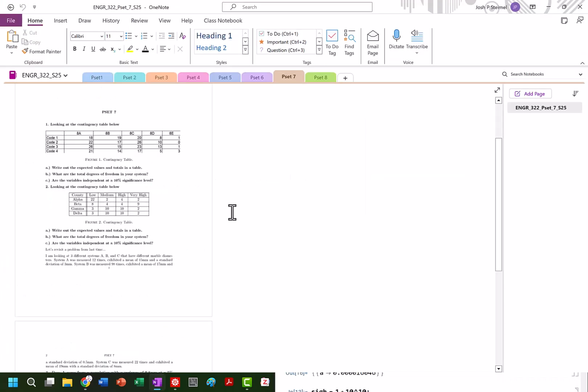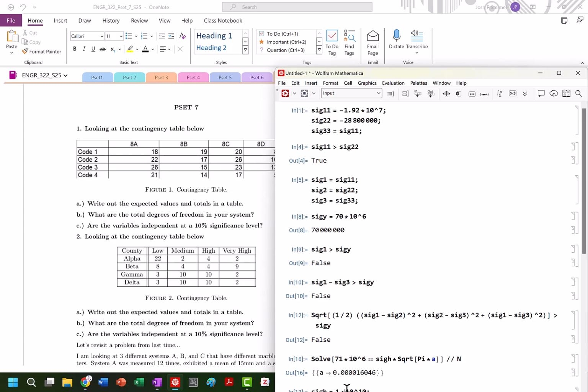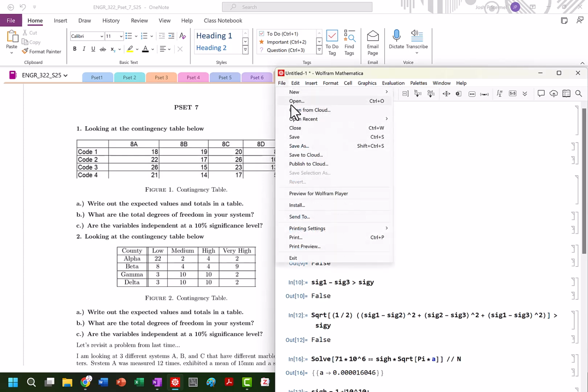Hi everyone, we are back and we're going to do our problem set 7 solution video. So we need expected values, totals of the table, total degrees of freedom, etc. So let's go ahead and get started.